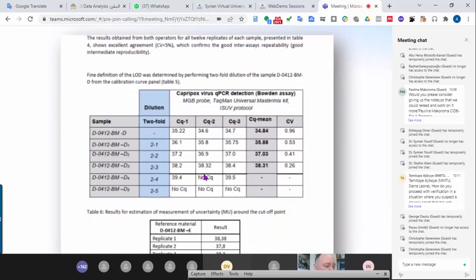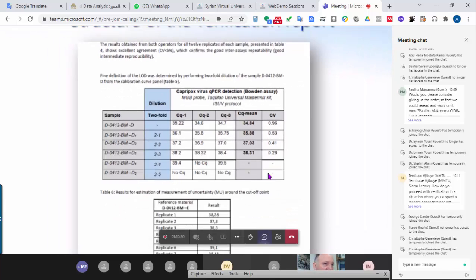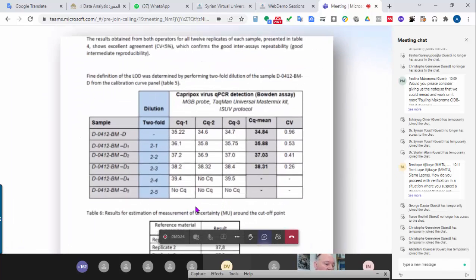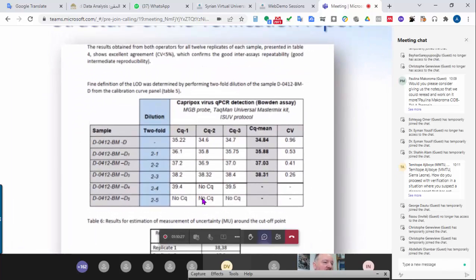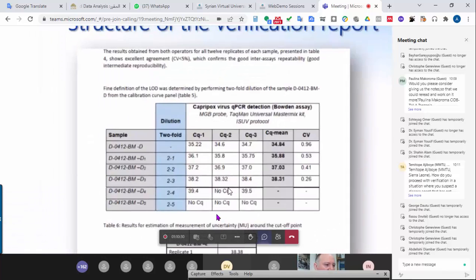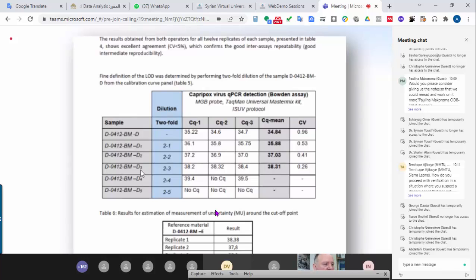In using 20 samples, let's say, it would be 19 out of 20. If you use 10 samples, then you should have 9.5 actually, or all 10 samples should be positive. So in this case, we have 3 samples and 1 gave us negative results. So we decide that this dilution, or this value actually, 38.31, should be considered as the limit of detection of this assay.